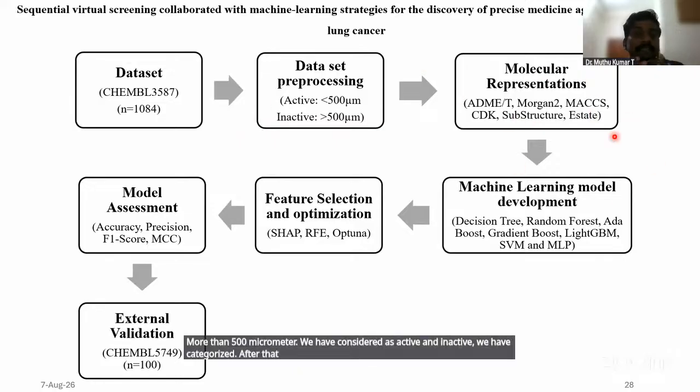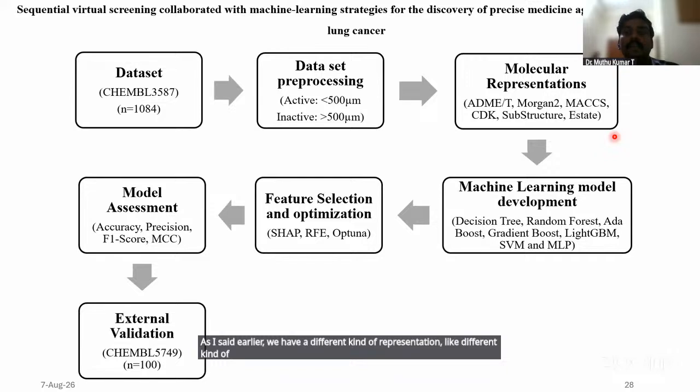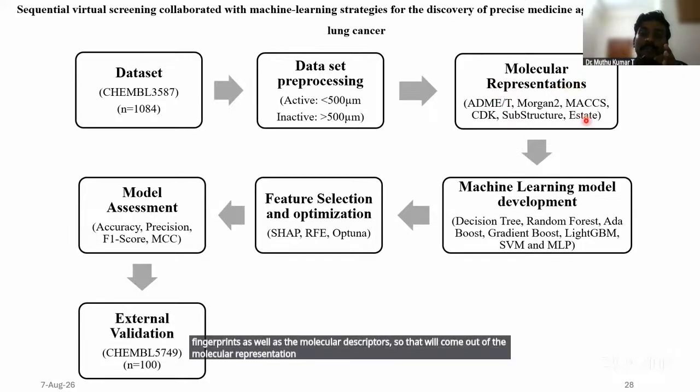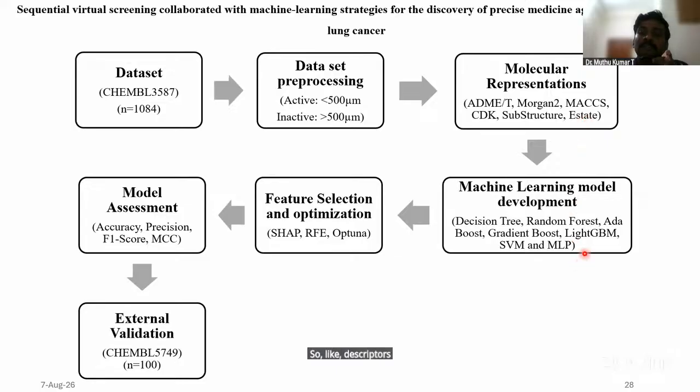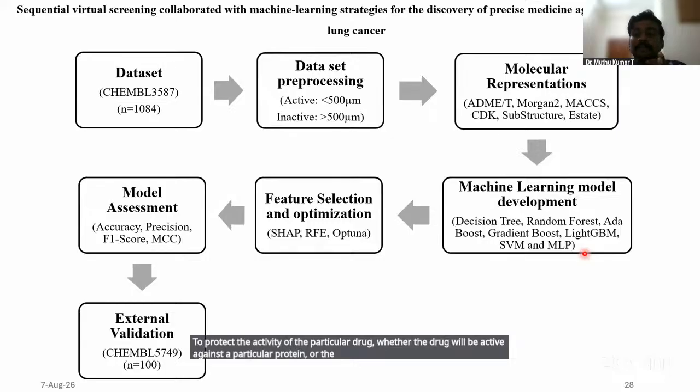After that, as I said earlier, we have different kinds of representations, different kinds of descriptors and fingerprints, that we generated because we don't know which fingerprint will work for which data set. So we have taken all the combinations of fingerprints as well as molecular descriptors. That comes under the molecular representation, like descriptors and fingerprints. We have developed 8 machine learning models to predict the activity of the particular drug, whether the drug will be active or inactive against a particular protein.